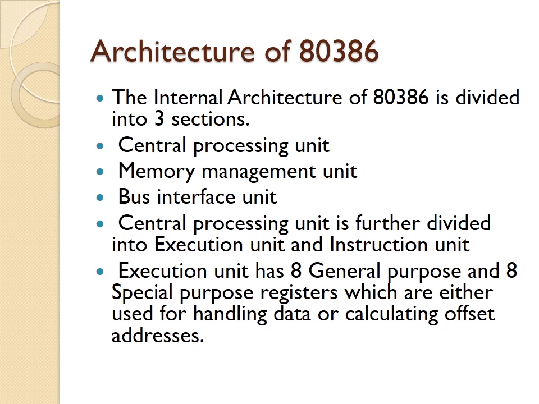As I told, there are three sections in architecture of 80386. First is central processing unit, second memory management unit, and third bus interface unit. Central processing unit is further divided into two units, that is execution unit and instruction unit. Execution unit has general purpose registers and special purpose registers. We will learn about registers in further slides. These registers are used for handling data or calculating offset addresses.